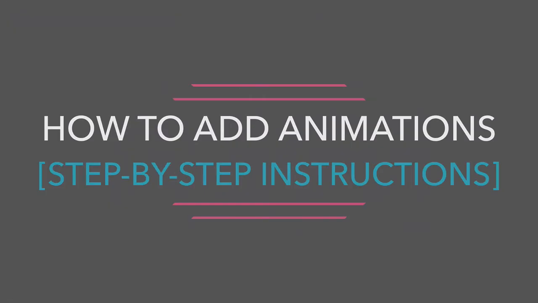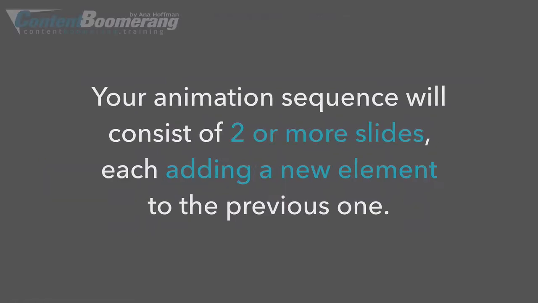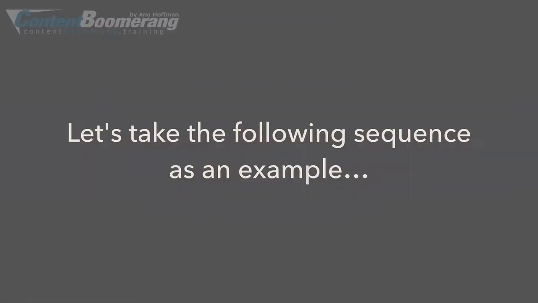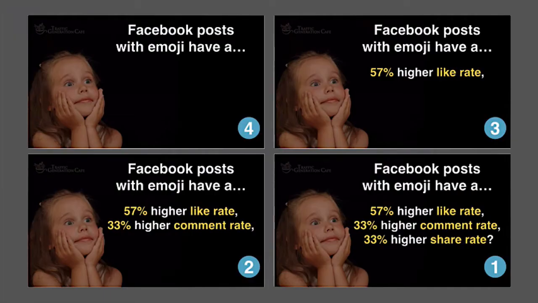With that said, let me show you how to create an animation effect in PowerPoint. Your animation sequence will consist of 2 or more slides, each adding a new element to the previous one. First, we're going to create the last slide. Let's take the following sequence from my emoji marketing slide deck as an example. I'll start by creating the last slide marked number 1. Let me walk you through the slide elements just to give you an idea.